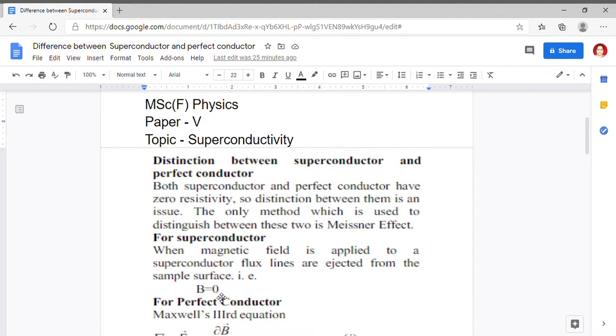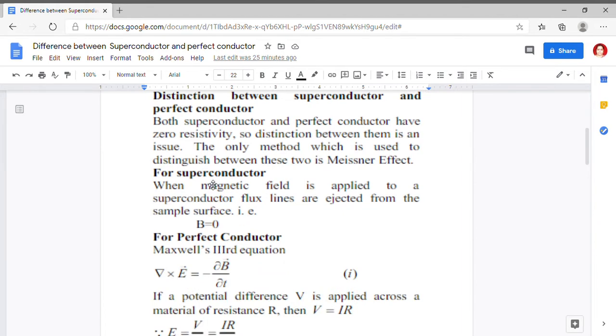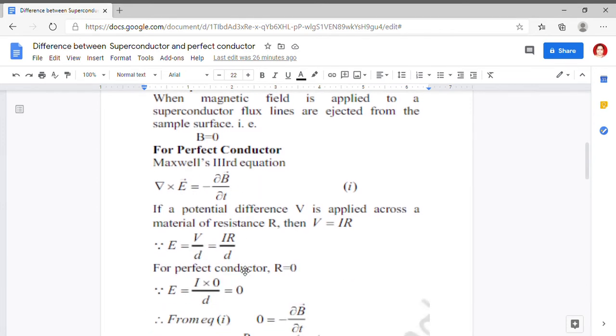Now, I am changing my material from superconductor to a perfect conductor. To observe the behavior of a perfect conductor in magnetic field, I am using Maxwell equation. Maxwell's third equation relates magnetic field with electric field. Let E be the strength of electric field and B the strength of magnetic field. Then Maxwell's third equation is curl of E equals minus del B by del t.